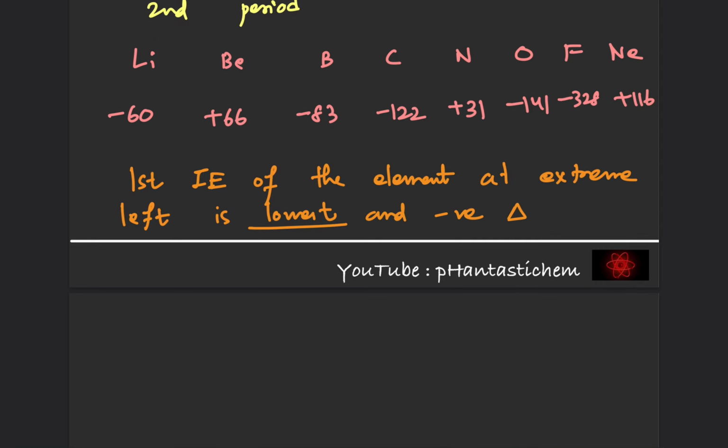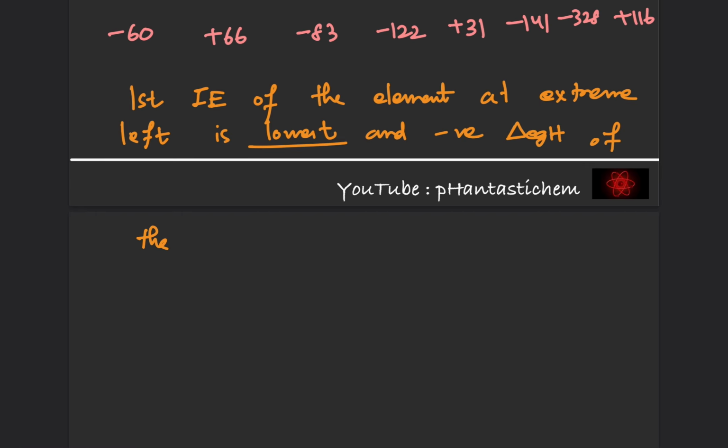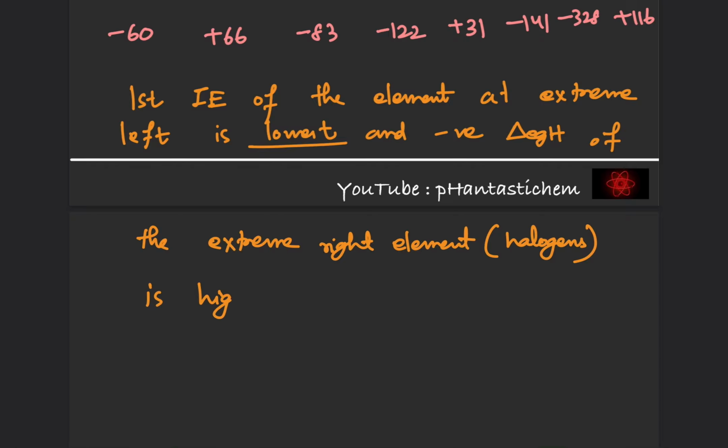And the negative electron gain enthalpy of the extreme right element, except the noble gas, that is we are talking about halogens, group 17, is the highest. That's why they are very, very electronegative. They can easily accept one electron to form the fluoride, chloride, bromide, or iodide ions and complete their octet. Okay, so therefore the answer will be lowest and highest.